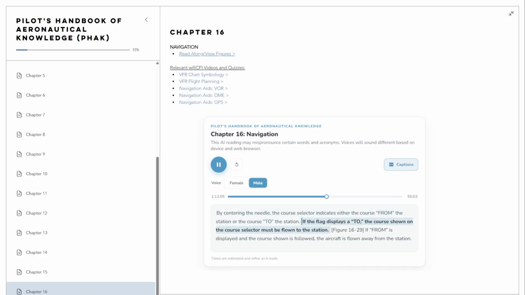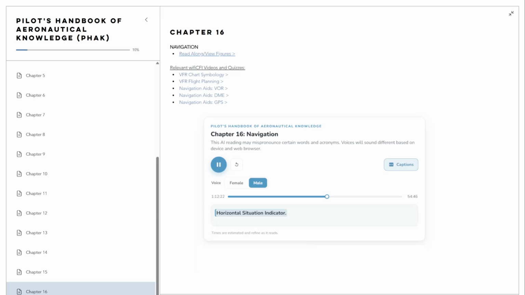If the flag displays a TO, the course shown on the course selector must be flown to the station. Figure 16-29: if FROM is displayed and the course shown is followed, the aircraft is flown away from the station. Horizontal Situation Indicator.